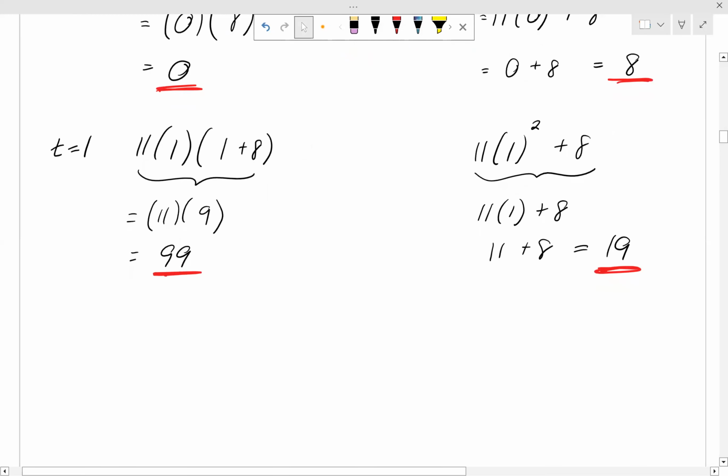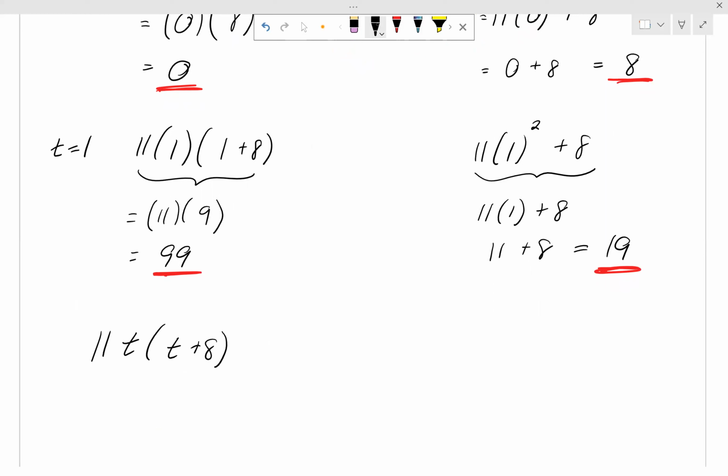So I would say my answer is that 11t times (t plus 8) is not equal to 11t squared plus 8.